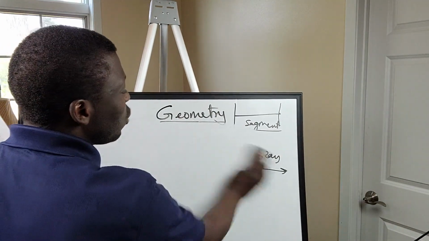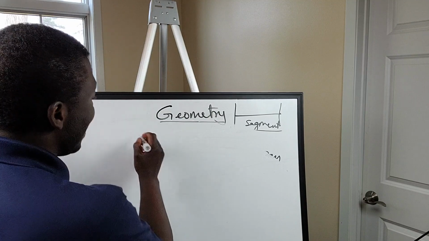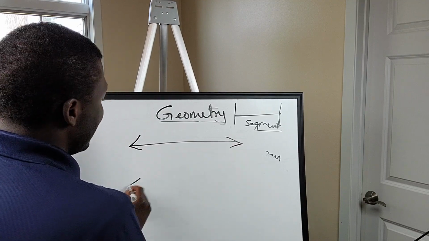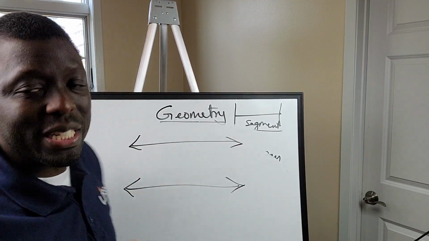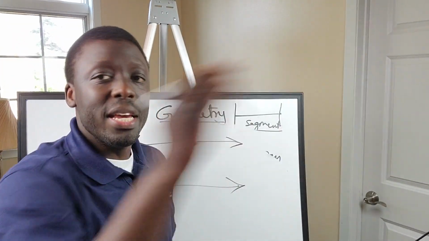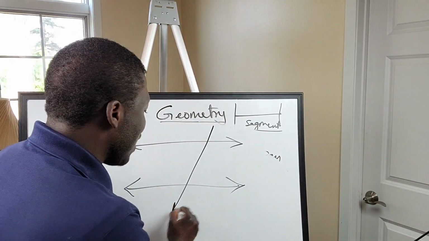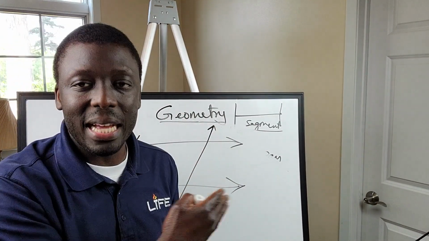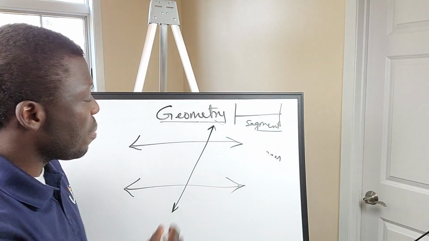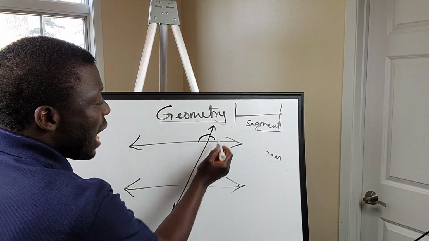If you have two lines that are parallel, this is one line and this is another line. When you say two things are parallel, that means they will never meet. They keep going, and they never meet. Two parallel lines. But if you draw a transversal, it cuts across like that. That's called a transversal.